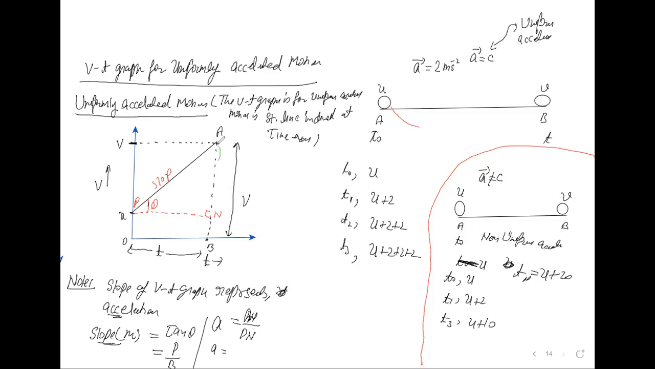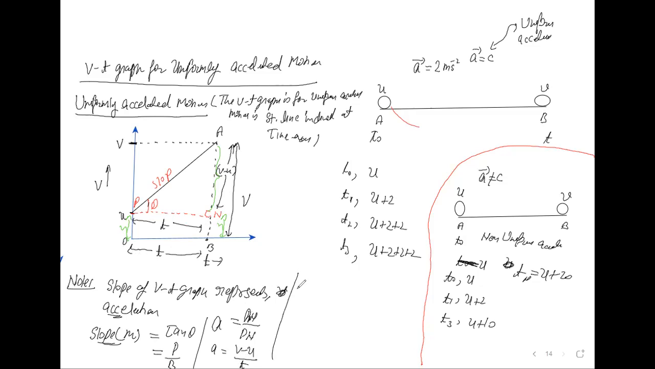The value of this length AN: the initial velocity from here to here is u, and it is the same here. So we subtract u from v to get the length of AN, and we write here v minus u. This is the length of this perpendicular, and this is the time axis having magnitude t. It is the same here, from here to here it is also t. So we write (v minus u) by t.